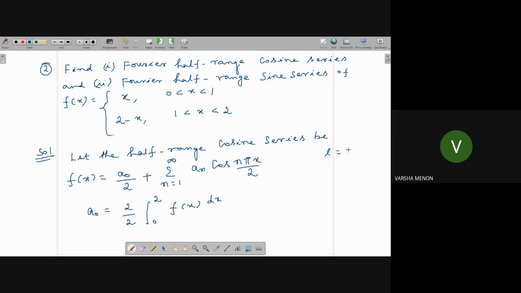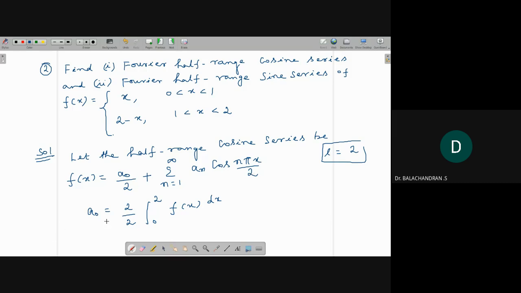Yeah, L equal to 2. So you need to define an even extension. Similarly, you need to define the even extension. So L should be 2. So this is the half range cosine series: a0 by 2 plus summation n equal to 1 to infinity of an into cos n pi x by 2.